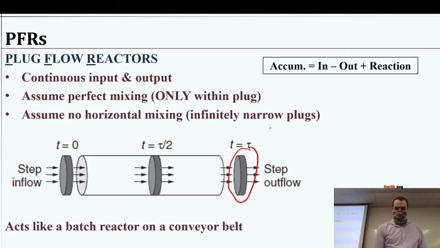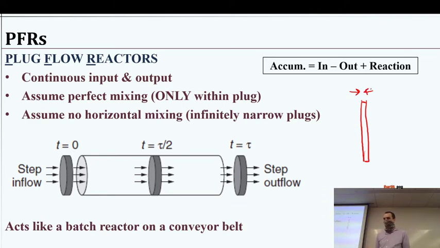So if we were to draw this conceptual reactor here, just the plug part. So our assumption is that we're approaching zero width here. So a very small width for this plug. And what we're going to do is assume that we have no mixing horizontally. So the mixing happening sideways, forward and backwards, does not happen.